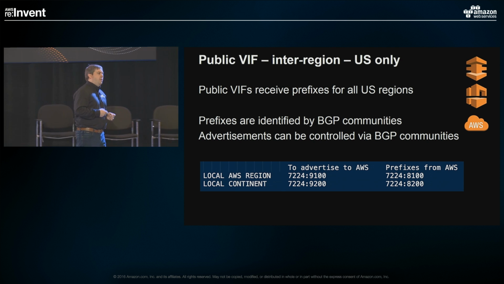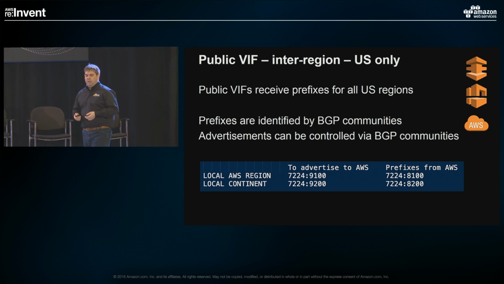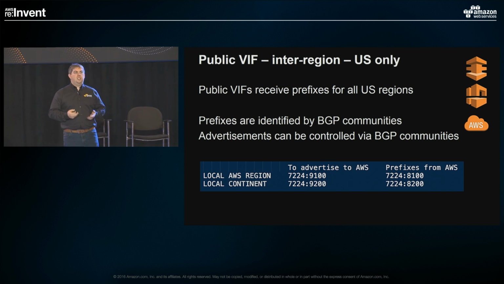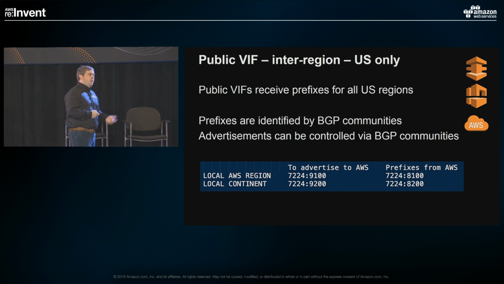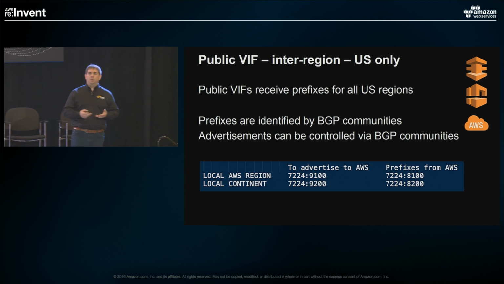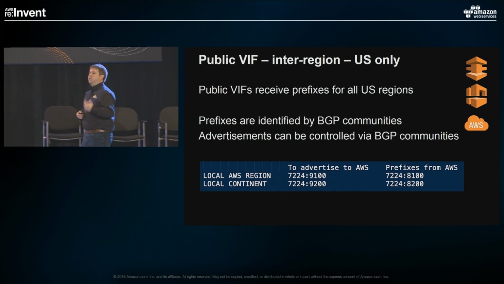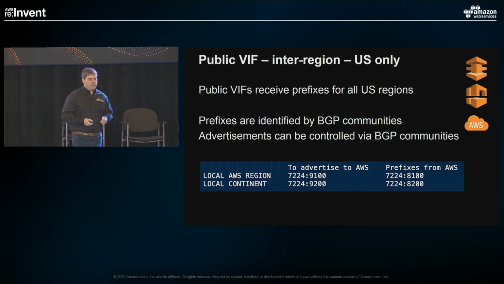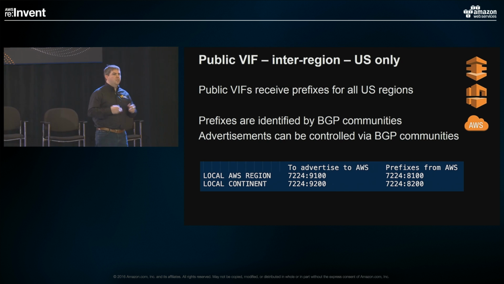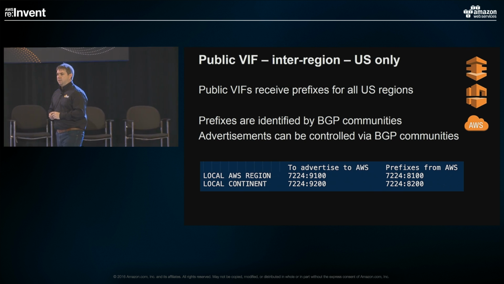As I mentioned, you can have an inter-region public virtual interface. This is enabled by default, which means you're going to receive all of these prefixes for all of those regions in the US. But what if you don't actually want to use them? What we do here is we actually tag our announcements with particular BGP communities to help you decide what you want to do with them. So you can see here that if it comes from the local AWS region that you connected this virtual interface to, it's going to be tagged with the 8100 community. If, however, it comes from somewhere else on the continent, so somewhere else within the US, then it will be tagged with the 8200 prefix.